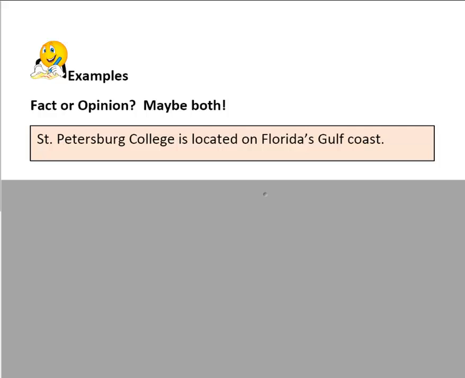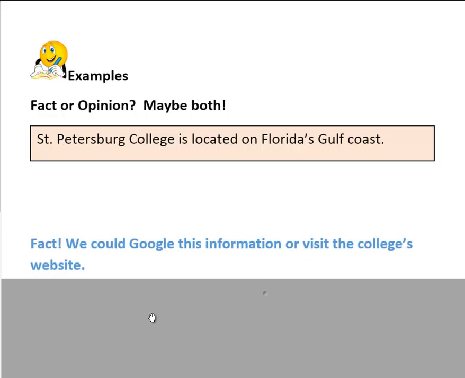Okay, let's practice a few more examples to see if you've mastered the difference between fact and opinion, and let's sharpen those critical thinking skills. We'll take a look at some statements. They could be just fact, they could be just opinion, or maybe they're both. Let's try this one. St. Petersburg College is located on Florida's Gulf Coast. That is a statement of fact. We could Google this information or visit the college's website.